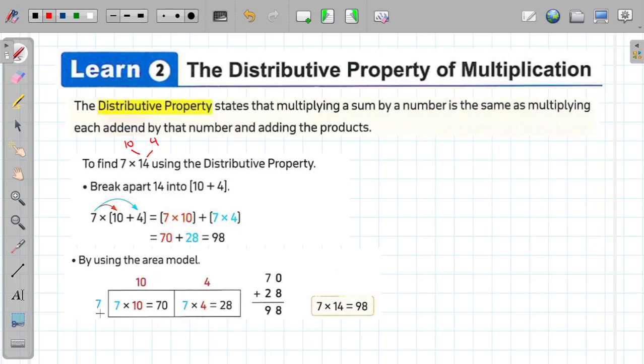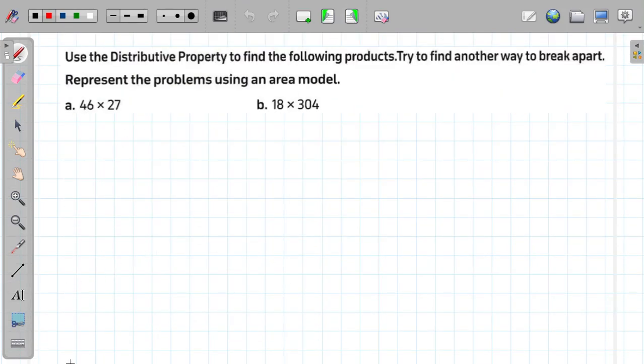Okay, so I will write 7. Here I have 10 and 4. So 7 times 10 equals 70, and 7 times 4 equals 28. So the result will be 98. Okay, so if I have an example like this, I have 46 and 27, and I want to use the distributive property to find the product, and I want to try to find another way to break apart, and I want to use the area model to be sure of my result.